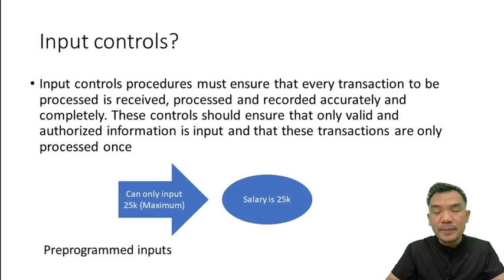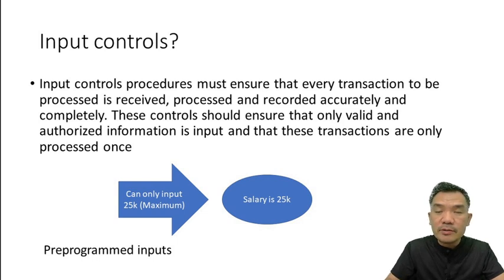One important aspect of being an IS auditor is to look at controls. What aspects can we look at in the system that will ensure that the input to the system is really correct? As part of systems development, you have to evaluate as an IS auditor whether the input controls are appropriately implemented in the program or the system. We define input controls as procedures that must ensure that every transaction to be processed is received, processed, and recorded accurately and completely. These controls should ensure that only valid and authorized information is inputted and that transactions are only processed once.